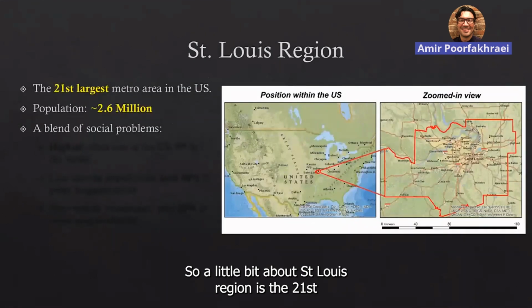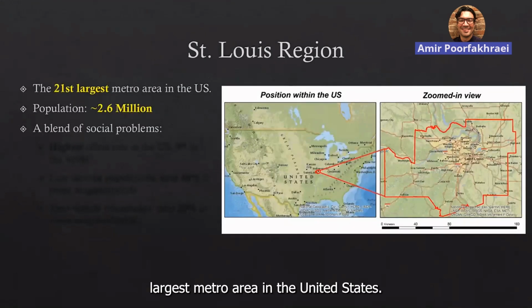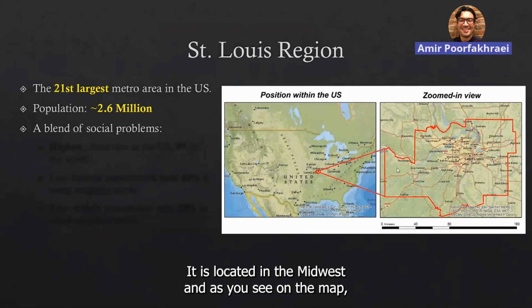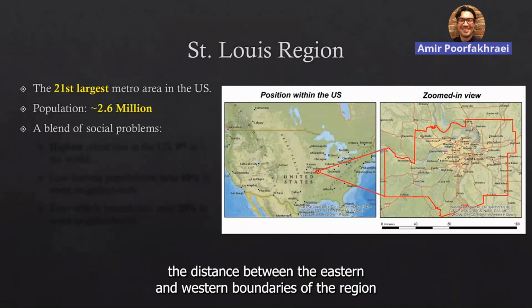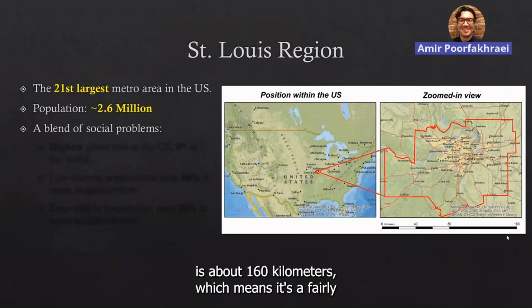So a little bit about St. Louis region. It's the 21st largest metro area in the United States. It has a population of about 2.6 million. It is located in Midwest. And as you see on the map, the distance between the eastern and western boundaries of the region is about 160 kilometers, which means it's a fairly large region.